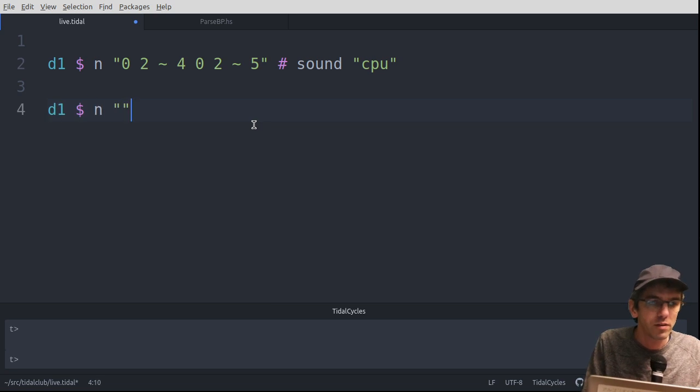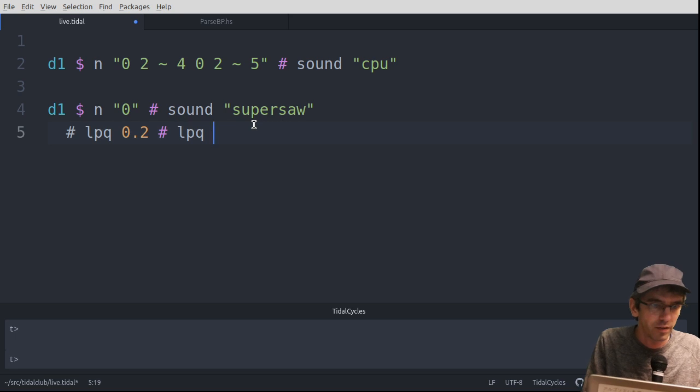So the first thing you can do is have sound. I could say, actually I'll use something with, if I do super saw, it's quite a funny old synthesizer though. You have to kind of tame it a bit.